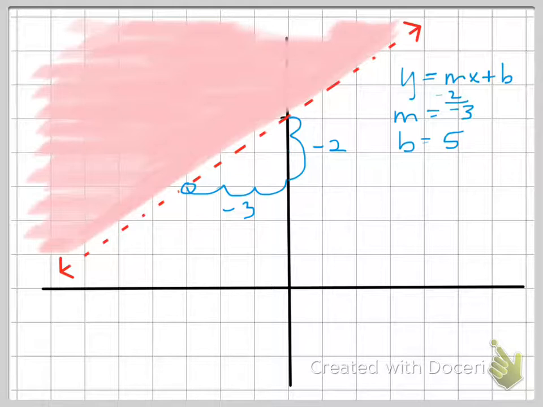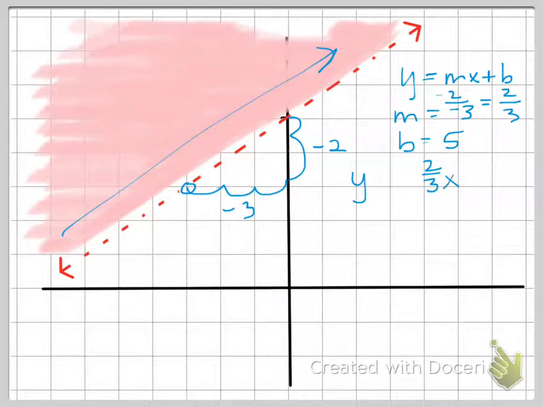If I simplify that, that becomes positive 2 over 3, which makes sense because from left to right, my graph is going in the upward direction. So it means it's positive. So now my equation, or my inequality, is at least y equals 2/3 x plus 5. Now I have just got to figure out the inequality sign.